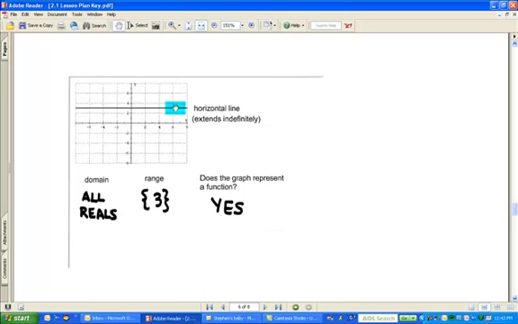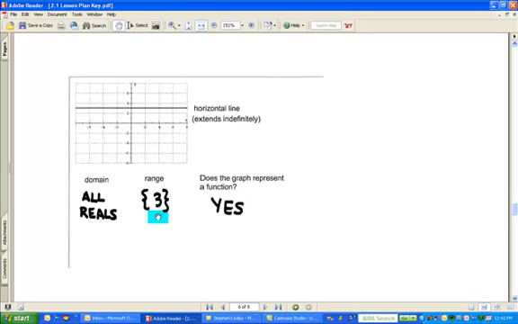Okay, the next graph you have is a horizontal line, and it's written here for you that it extends indefinitely, but basically I could also show that with arrows. Now, to find the domain, and of course hopefully you see the reason that the answer is all reals, if you scanned a horizontal line from left to right, it would never stop, would it? It would just keep going forever in both directions. That's why the domain is all reals.